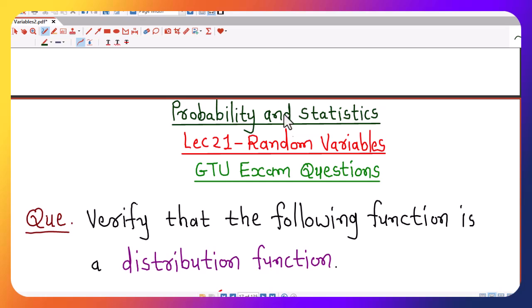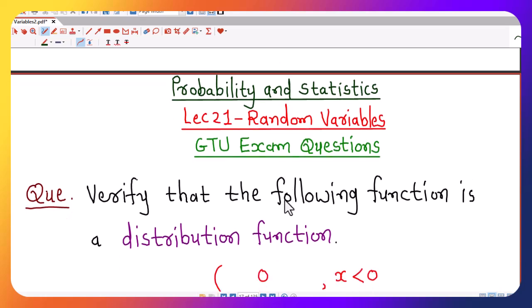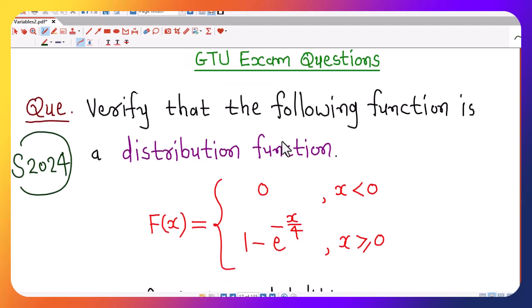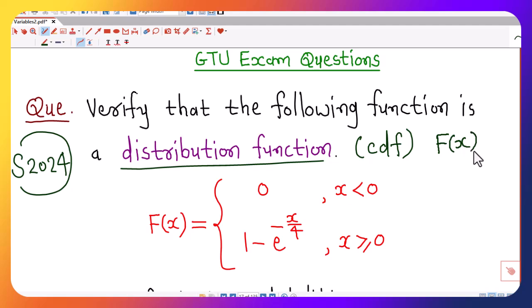In this lecture also we will discuss one more question on random variables which was asked in GTU Summer 2024 exam. So let's start with this question on random variables. The question is, verify that the given function is a distribution function. Distribution function means cumulative distribution function, which we shortly know as CDF, and it is denoted by capital F.